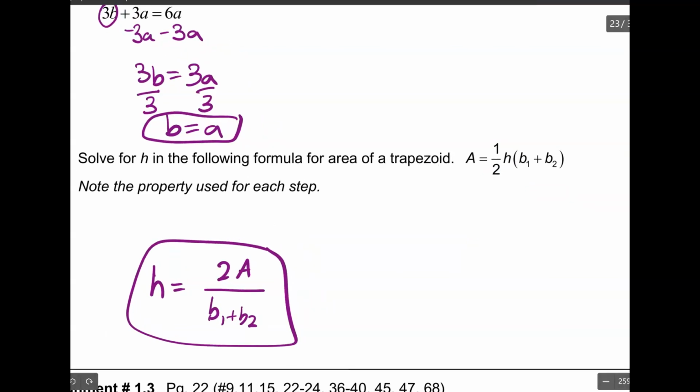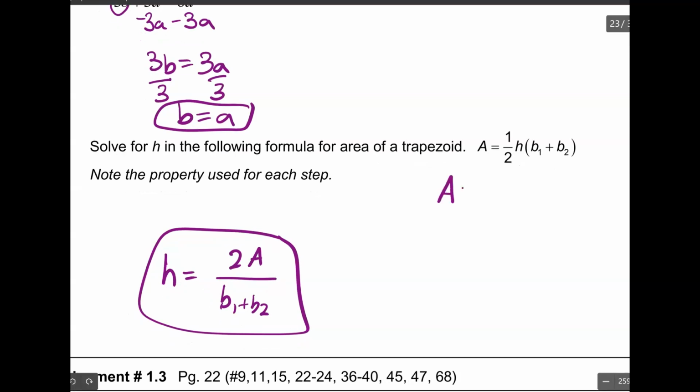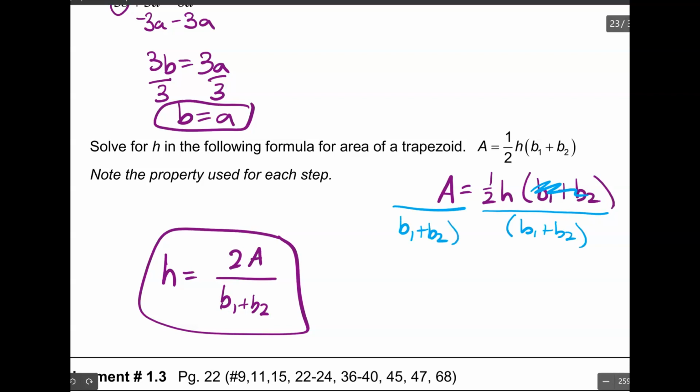Cool. So I'd request to do this one again. I'm going to go over it again. So I have A equals 1/2 h times b1 plus b2. I'll do it a little different this time. Instead, I'll first divide by this whole quantity right here. Divide both sides. So I have A over b1 plus b2 is equal to 1/2 h. So I also could write this as h over 2. And maybe it makes it a little easier to figure out how to do this. So I multiply by 2 on both sides, and then it will cross out, and I'll be left with 2A over b1 plus b2.